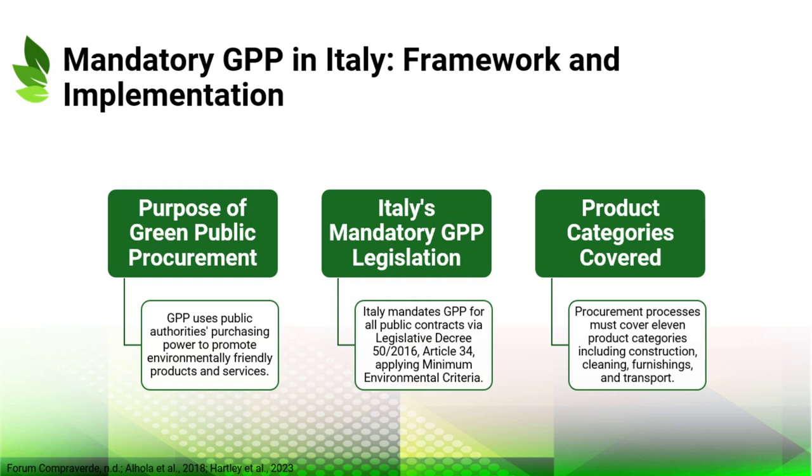By integrating environmental considerations into procurement processes, GPP sends strong signals to the market, encouraging companies to align their offerings with sustainability standards. This approach not only reduces environmental impact but also fosters eco-innovation and supports the growth of green industries. Public authorities play a crucial role in shaping demand and setting benchmarks for sustainable practices.